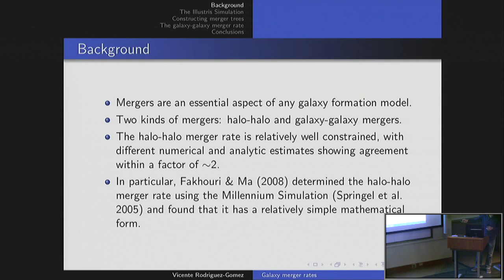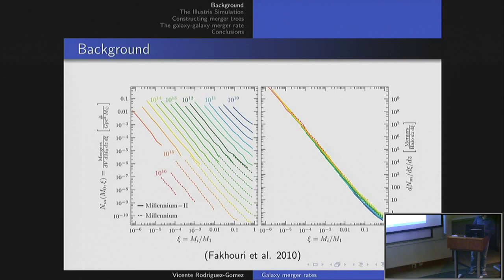In particular, there was a major breakthrough in 2008 with this study using the Millennium simulation, where it was found that the dark matter halo merger rate has an extremely simple mathematical form. So it's what I'm showing here. This was using a dark matter only N-body simulation. On the left you have an absolute measure of the merger rate, so just how many mergers there are per unit volume, per unit mass, per unit redshift, for different descendant masses.